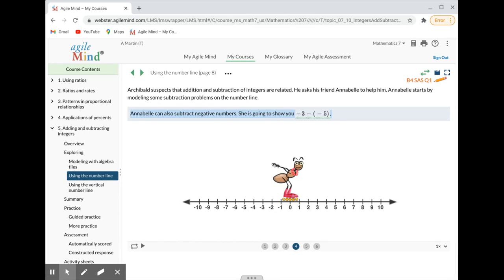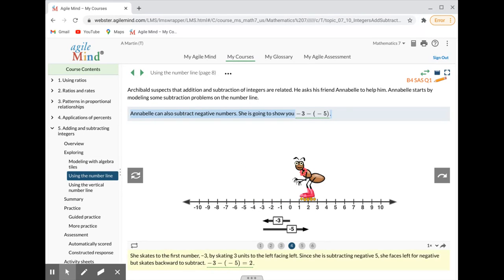Annabelle can also subtract negative numbers. She's going to show you -3 minus -5. All right. So when we're looking at -3 minus -5, what do you think is going to happen? Go ahead, Levi. She goes to the left, -3, and then goes to the right, -5. All right. So he said she's going to go to the left 3, and then she's going to skate backwards 5 units to the right. And so that gives us the answer, what? Correct. One. Correct.